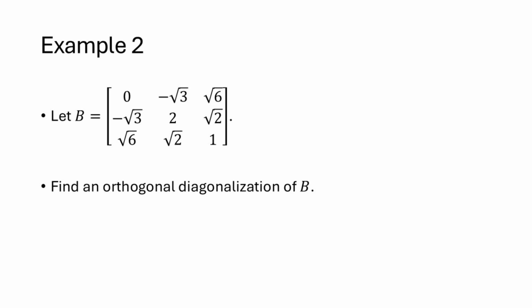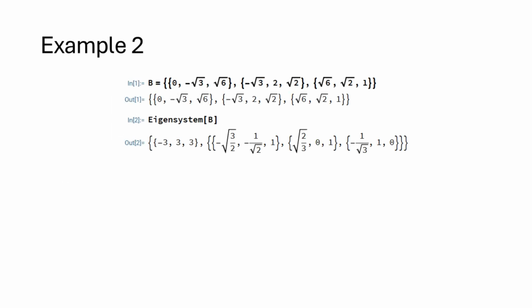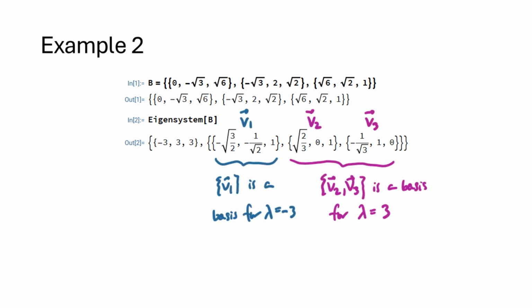Let's do another example. So again, we have a symmetric matrix B, and we want to find an orthogonal diagonalization of B. So again, we use technology. We'll type our matrix into Wolfram, and then we will use the eigensystem command. Again, we find that we have two eigenvalues, negative 3 and positive 3. Negative 3 corresponds to one eigenvector, v1, and 3 corresponds to two eigenvectors, which I'll call v2 and v3. So the set containing v1 is a basis for the lambda equals negative 3 eigenspace, and the set containing v2 and v3 is a basis for the lambda equals 3 eigenspace.